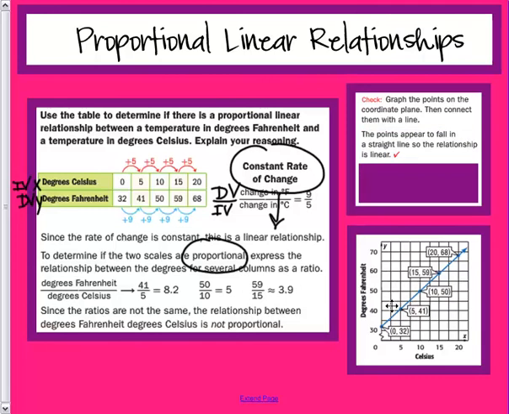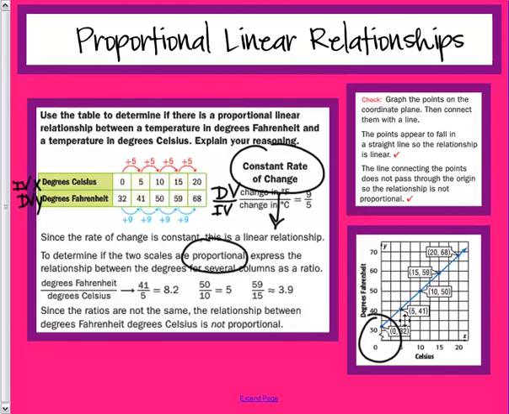Okay, so we can even check our work by graphing. If we graph this, we can see that it's a linear relationship, and all the points connect to form one. But notice that it doesn't pass through the origin. That means that it's not proportional. Like we talked about in the previous slide, if it doesn't pass through the origin, it's not a proportion.